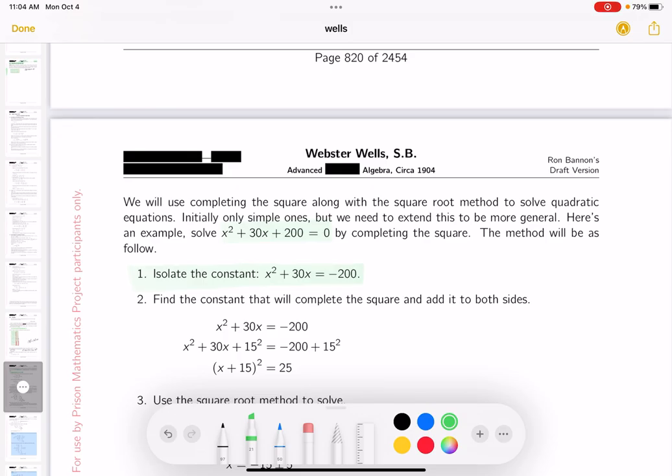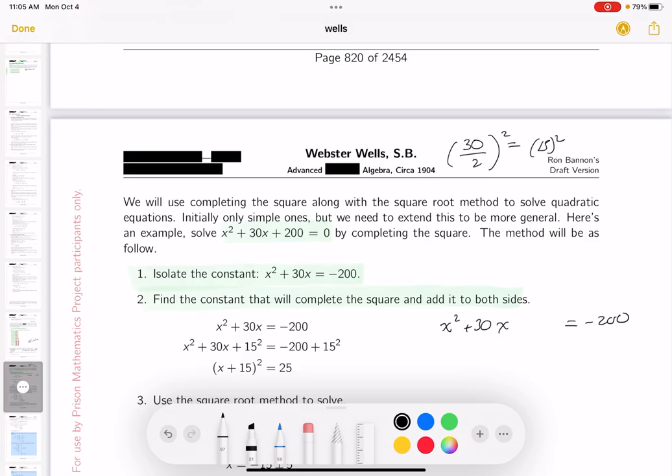The next thing I do is I've got to find the constant that will complete the square, and I've got to add that to both sides. Let me go through that with you. Let's write this down for you: x squared plus 30x equals minus 200. Half of 30 and square it. What's half of 30? 15, right?